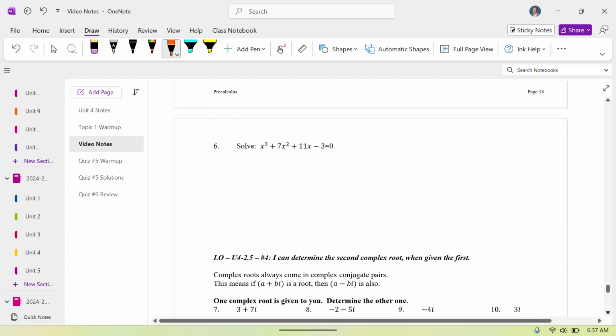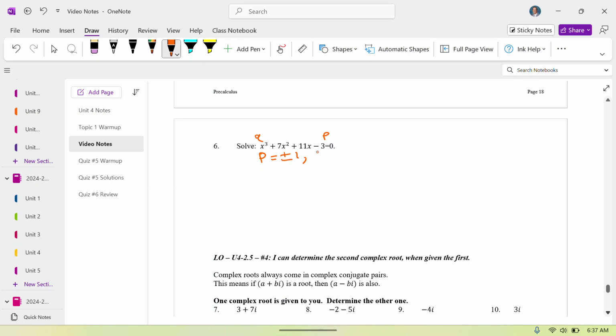All right, so for this next one, notice p is here, q is here. So it's plus or minus 1, plus or minus 3. Q is just plus or minus 1. So p over q gives us plus or minus 1, plus or minus 3. So notice we do synthetic division.